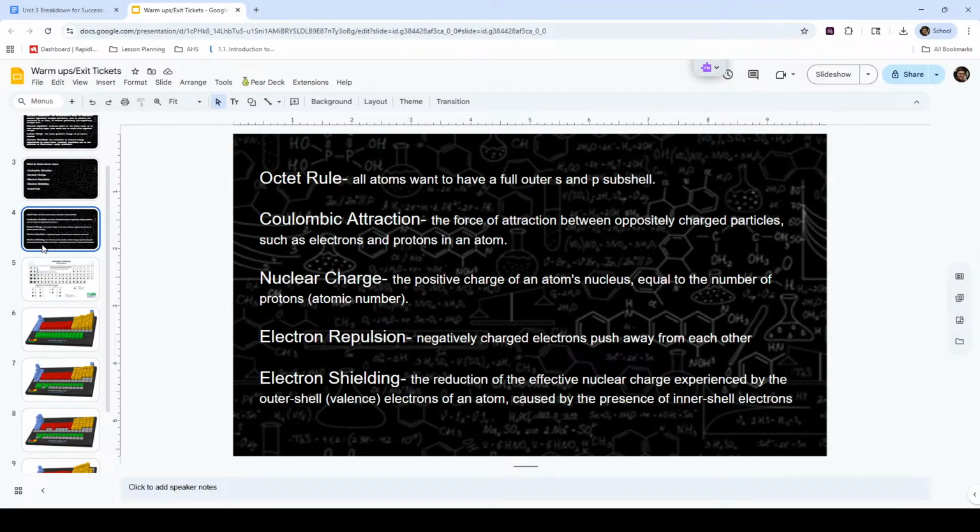So that's electron repulsion. Electrons like to push apart. And we're going to look a little bit more at electron repulsion when we look at ionic radius a little bit.